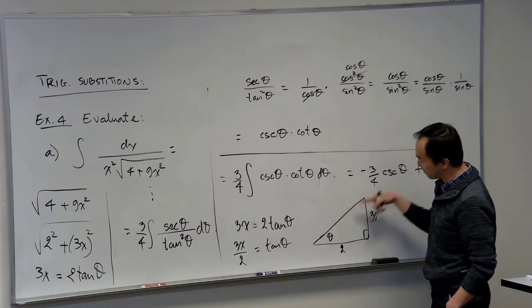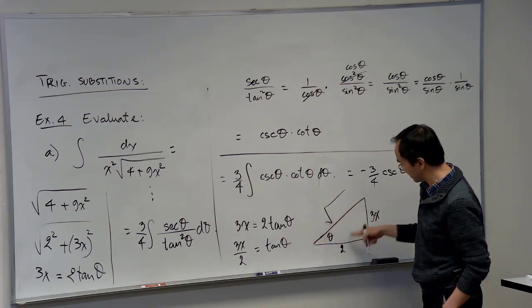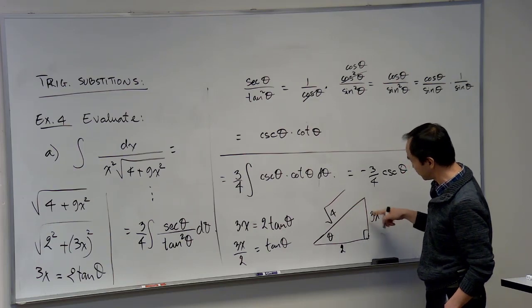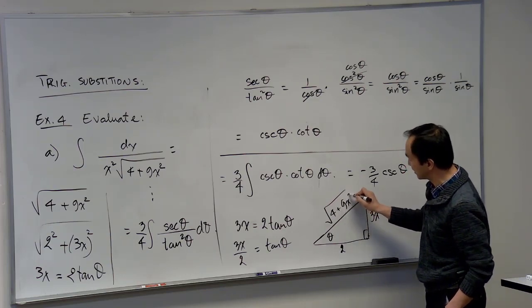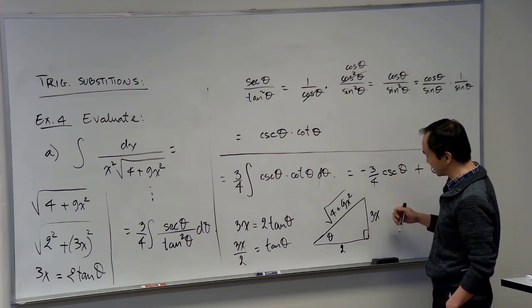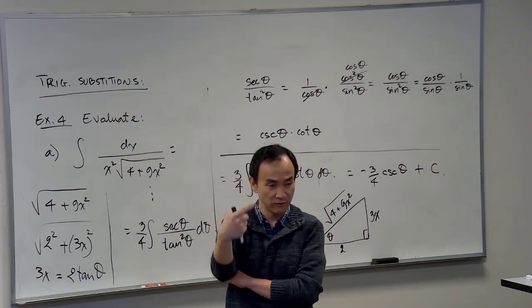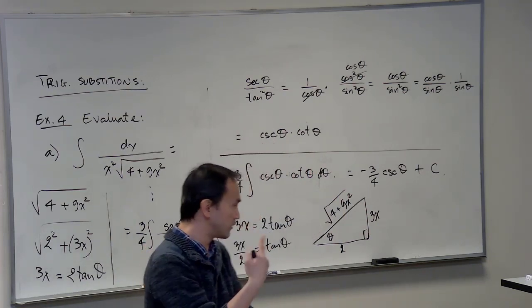So that means the hypotenuse has to be the square root of 2 squared, which is 4, plus 3x all squared, which is 9x squared. Okay. So in that way right here, cosecant is the reciprocal of sine, right? Cosecant is 1 over sine, right?